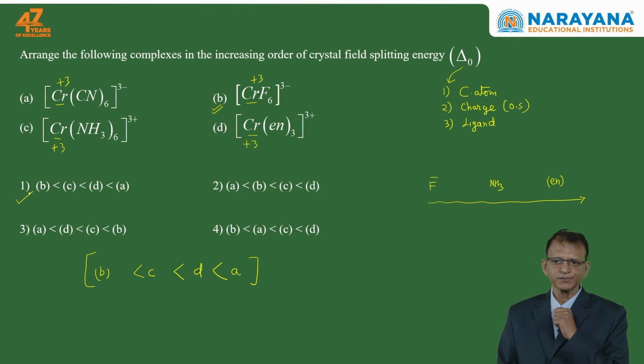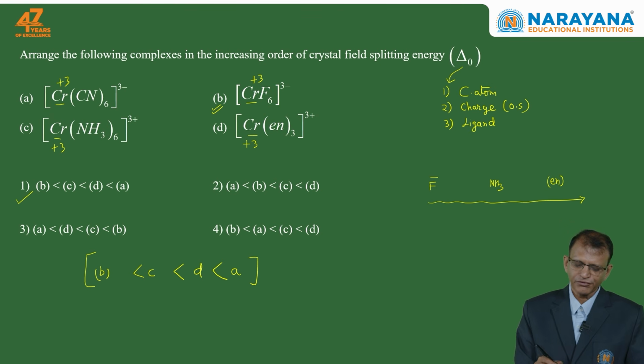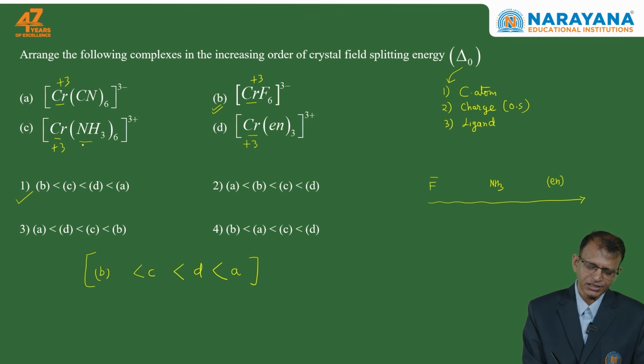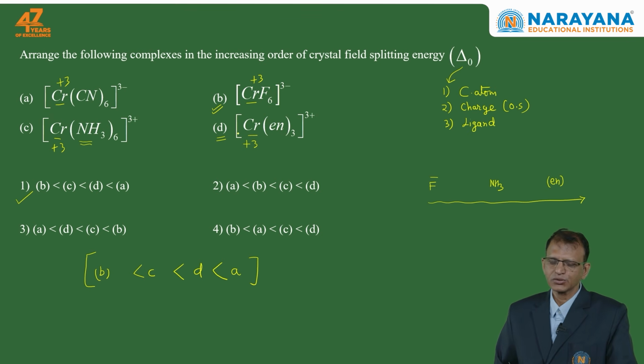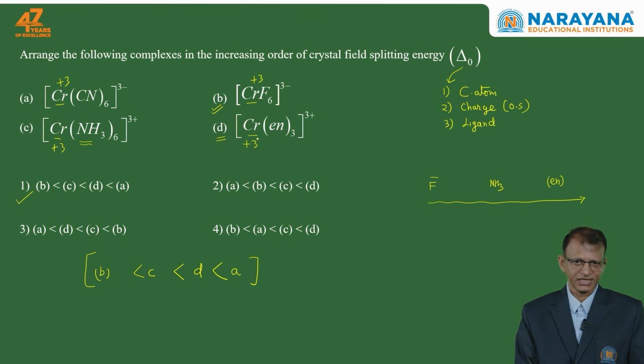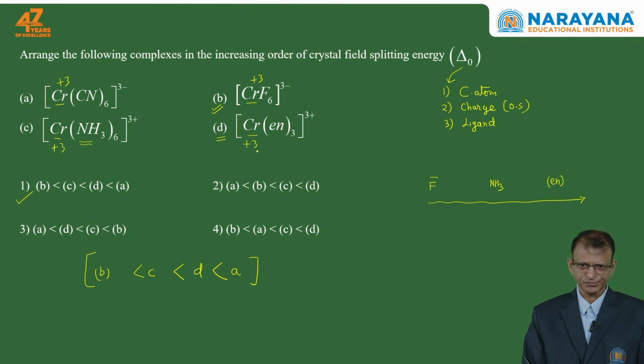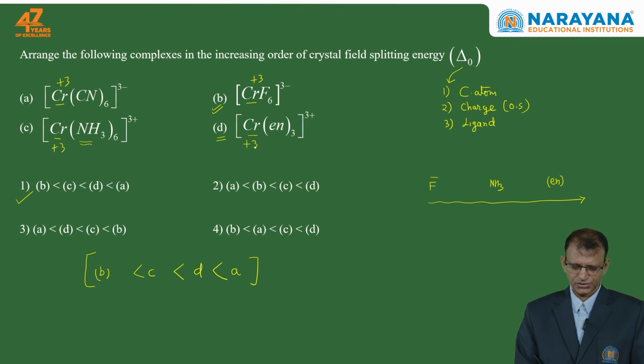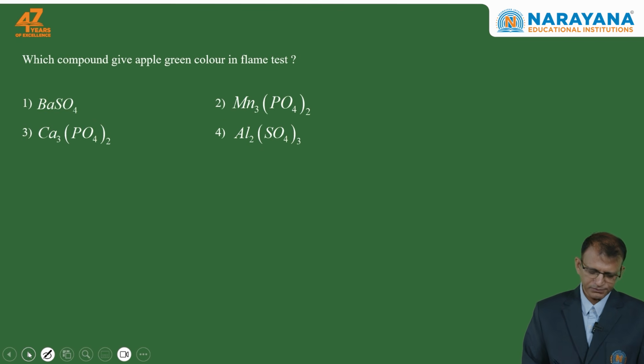So it's also a very good question based on coordination. Many of you can make an error while choosing between option C and option D. Here the donor atom is of the same type, that is nitrogen is the donor atom, but in case of option D, due to chelation, it has more crystal field splitting energy. So it's a good question from coordination complexes. Now moving to the next problem.